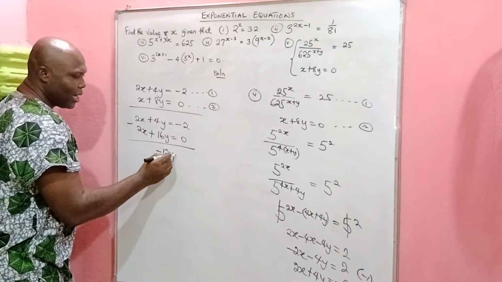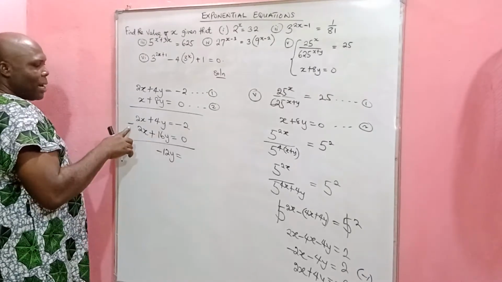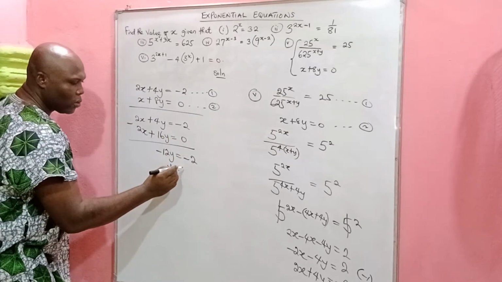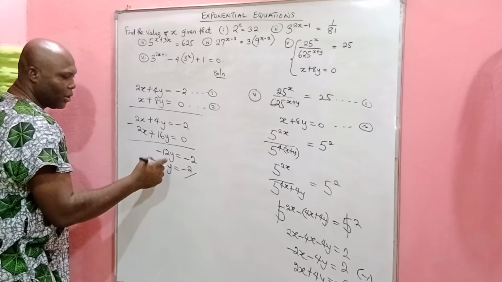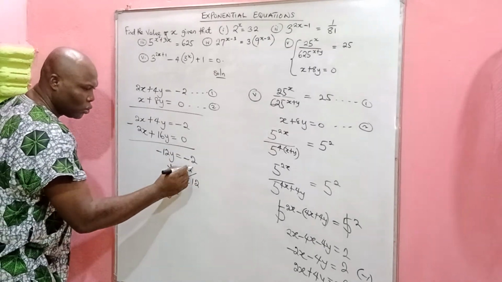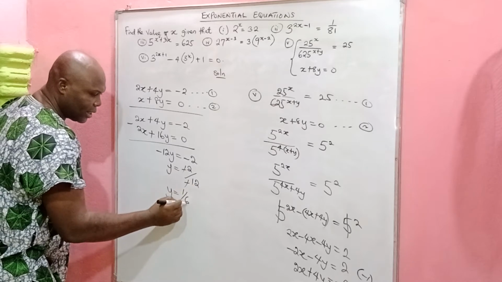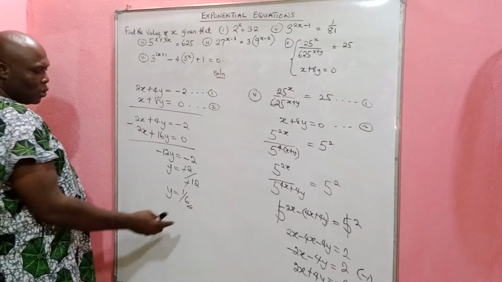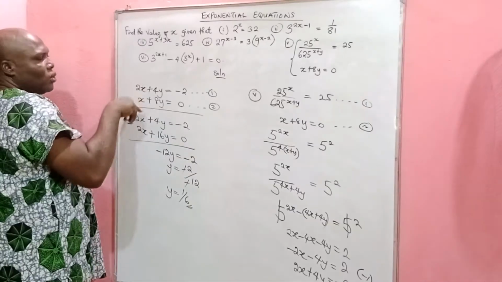Minus 12y is equals to minus 2 minus 0, which will give us minus 2. So y will be equals to minus 2 all over minus 12. And of course, minus crosses. y will be equals to 2 here 1, 2 here 6. It therefore means that y is equals to 6. So we can substitute y is equals to 6 into any of these two equations.